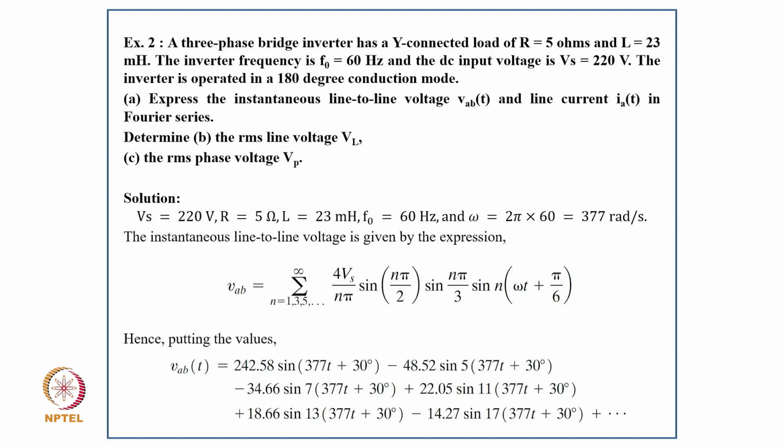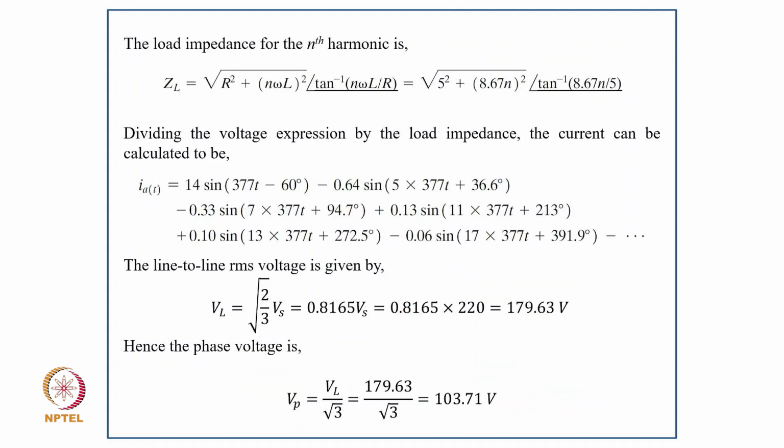Now coming to the load impedance for the nth harmonic: Zn equal to root of R square plus n omega L square at the angle of tan inverse of n omega L upon R, that is root of 5 square plus 8.67n square at the angle of tan inverse of 8.67n upon 5. So dividing the voltage expression by the load impedance, the current can be calculated: Ia equal to 14.377 sin(377t minus 60 degree). Similarly, 0.464 sin 5(377t plus 36.6 degree).